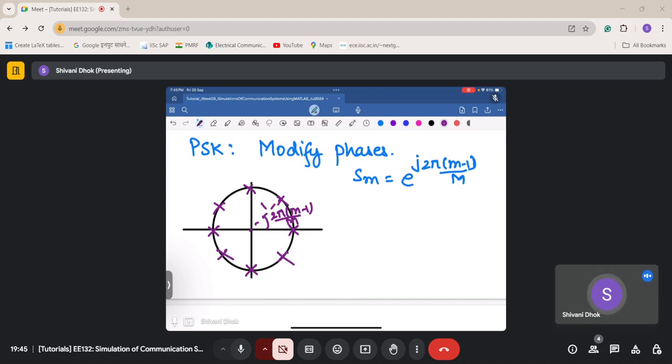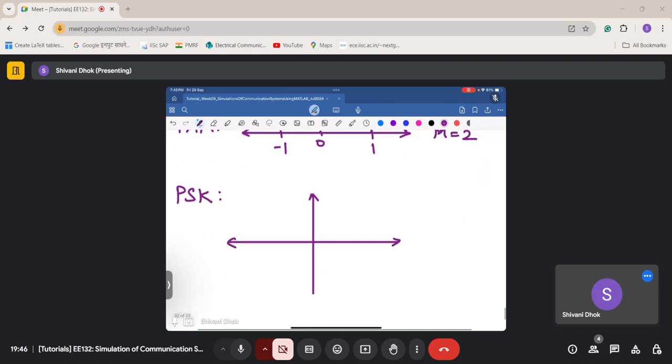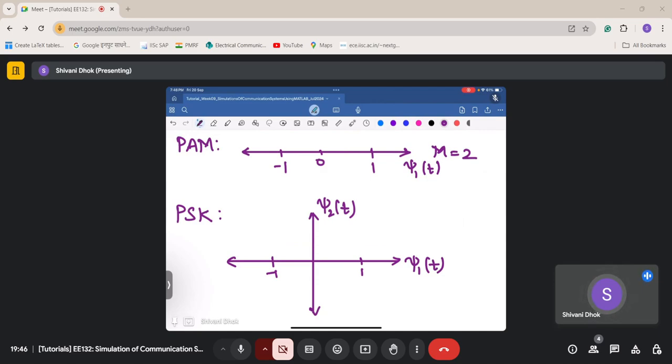Now the confusion that is arising is the case when M equals 2 for both PAM and PSK. Am I right? Yes. So now when I'm having PAM, it will be 1 and minus 1 for M equal to 2. And when I'm having PSK, what I'll have is something like this. By just the looks of it, it looks very similar when I'm transmitting the same thing.